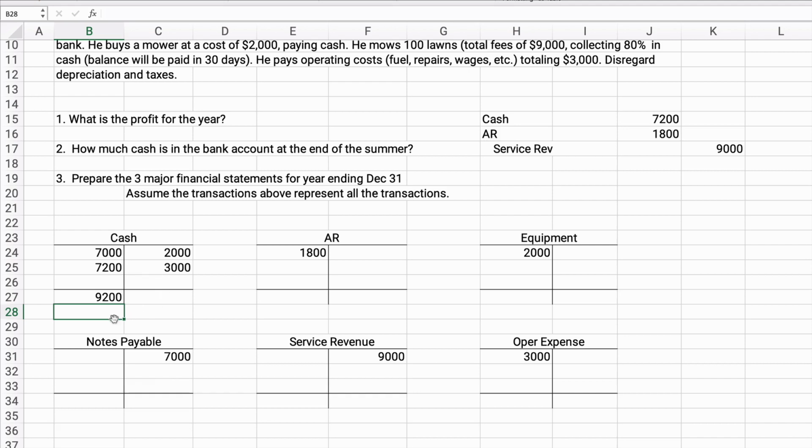So that's 9,200 is the balance of cash. Everything else just has one entry, and so obviously the balance of accounts receivable is that 1,800. The balance of notes payable is the 7,000. So how much cash does Roger have in the bank at the end of the year, end of the summer? It is 9,200, which is great. All right, so we need to do the profit and figure out the financial statements.